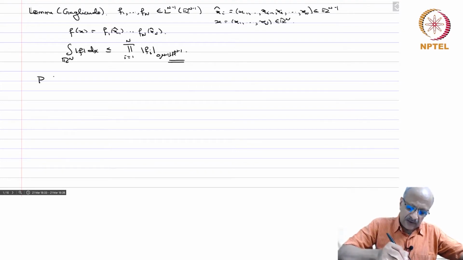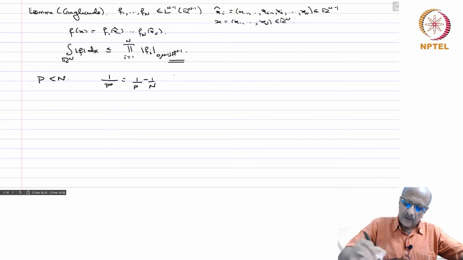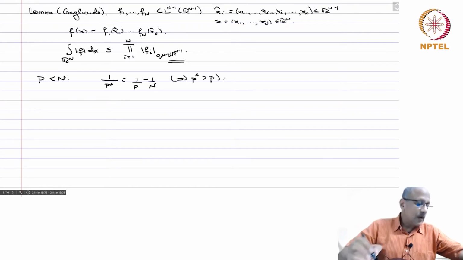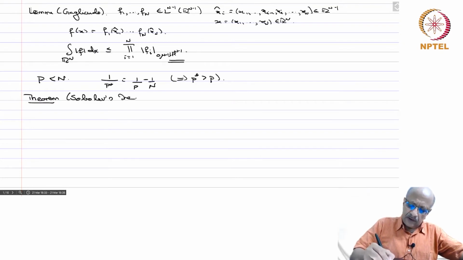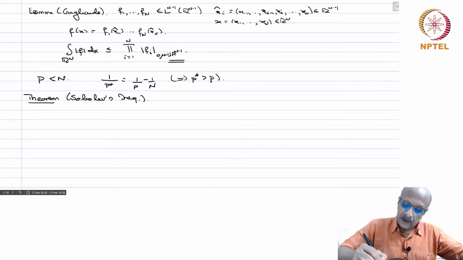Now we are going to discuss the case p less than n. So we want to define 1/p* equals 1/p minus 1/n. Okay, so this implies of course that p* is greater than p. Now we have the important theorem, the landmark theorem. This is called the Sobolev inequality. Okay, so let 1 less than or equal to p less than n, and let p* be defined as above.